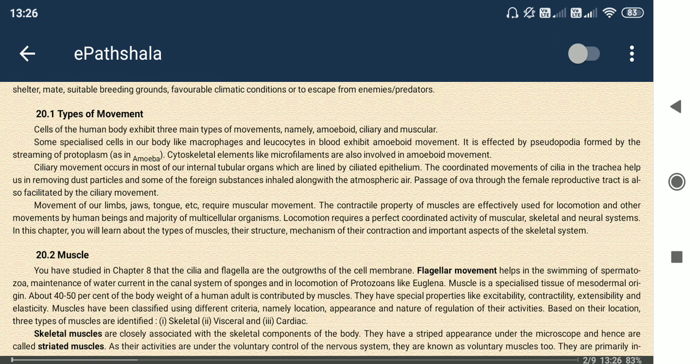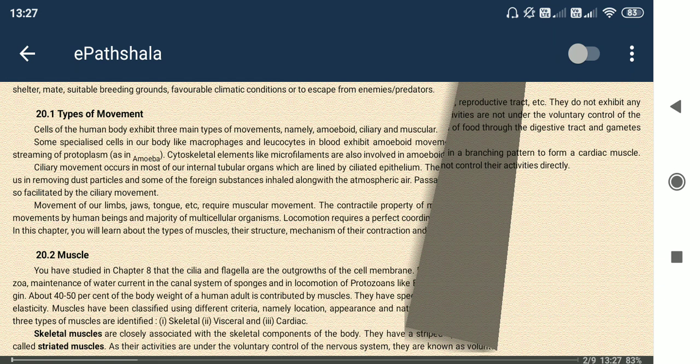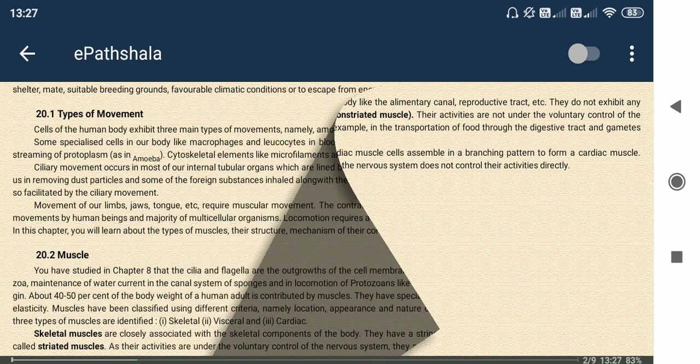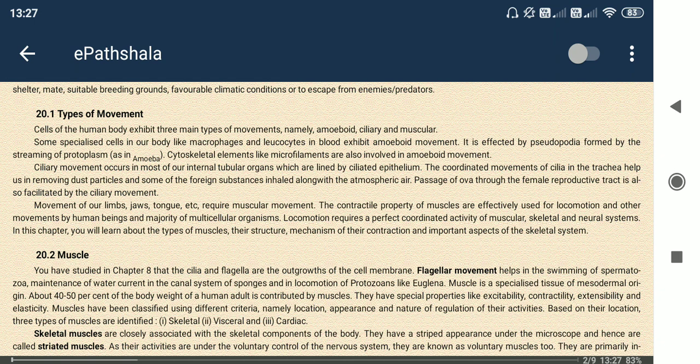There are three types of muscles: skeletal muscle and cardiac muscle. Cardiac means related to the heart, so the muscle present inside the heart is known as cardiac muscle. And another one is smooth muscle. So skeletal muscle, smooth muscle, and cardiac muscle.